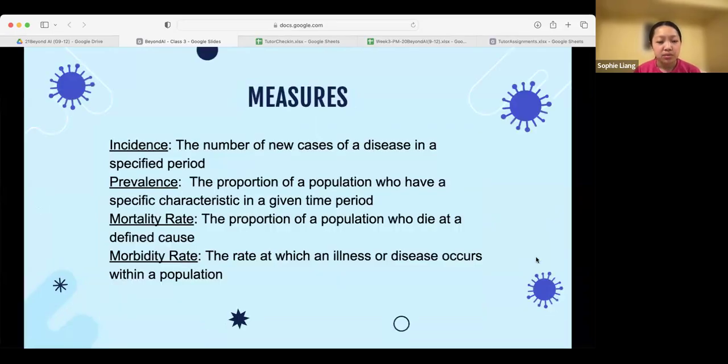Okay, next, some terminology related to measures. Incidence is the number of new cases of a disease in a specified period. Prevalence is the proportion of a population who have a specific characteristic in a given time period. Mortality rate is the proportion of a population who die at a defined cause. So, like, because of a certain disease. And then morbidity rate is the rate at which an illness or a disease occurs within a population.